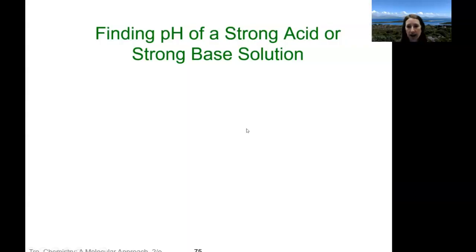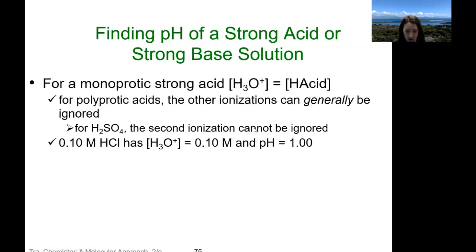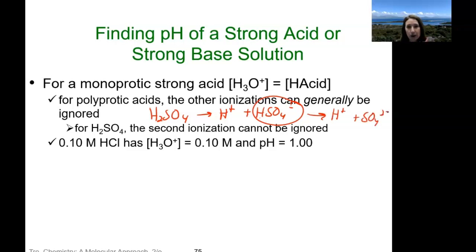Okay. Now, finding the pH of a strong acid or a strong base. Finding the pH of a strong acid is super easy: negative log of the hydrogen ion concentration, right? We've just done that one. And remember, acids ionize one hydrogen at a time, right? So when H2SO4 ionizes, it goes to H+ and HSO4-. And then this can continue to ionize again to H+ and SO4 2-. Acids ionize one hydrogen at a time.